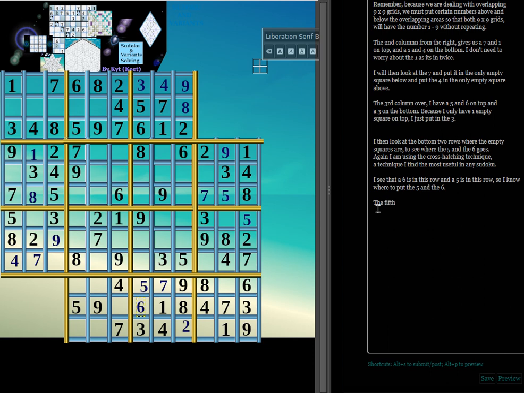The fifth column from the left, let's start over. The sixth column from the left, I have a 2, 4, and 7. I look at the bottom and notice I am only missing the 2. I put it in.